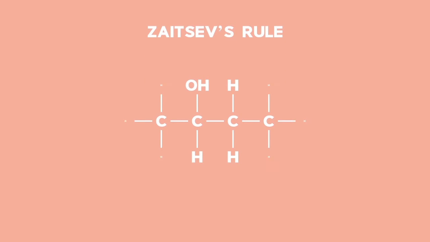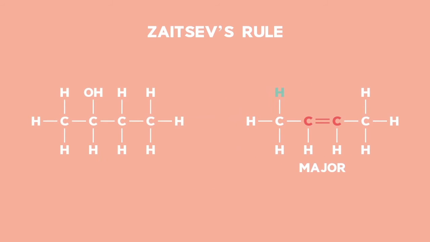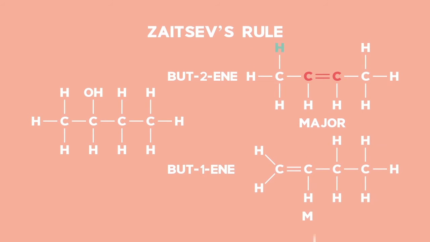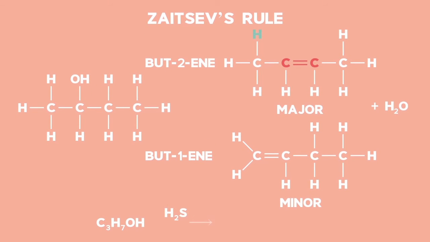We use Zaitsev's rule again to determine which hydrogen is removed. The major product will form the double bond towards the middle of the compound, leaving the terminal hydrogens intact. But-2-ene is the major product, but-1-ene is the minor product. The reaction conditions for this reaction are a strong acid catalyst, such as sulfuric acid, and heat.